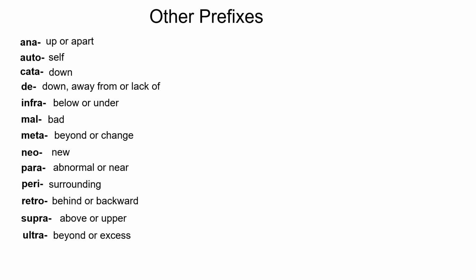Ultra means beyond or excess. Once again, not the same thing. Because when we look at beyond, it could be directional. When I look at excess, it means an amount.